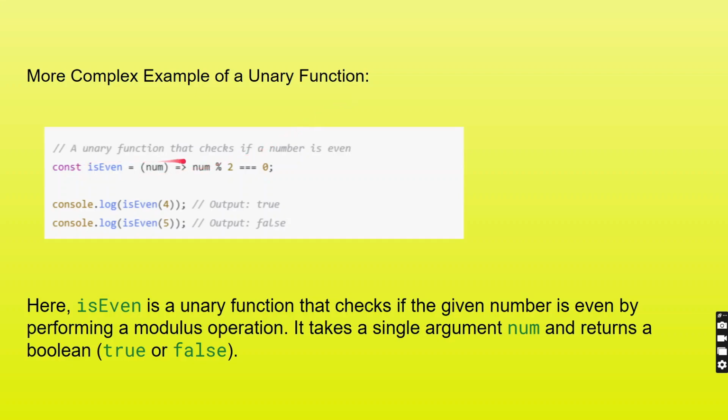We have a unary function that checks if a number is even. We have a const isEven: lambda num, num modulus 2 equal to 0. So isEven of 4 outputs true and isEven of 5 outputs false. Here isEven is a unary function that checks if a given number is even by performing a modulus operation. It takes a single argument num and returns a boolean, true or false.